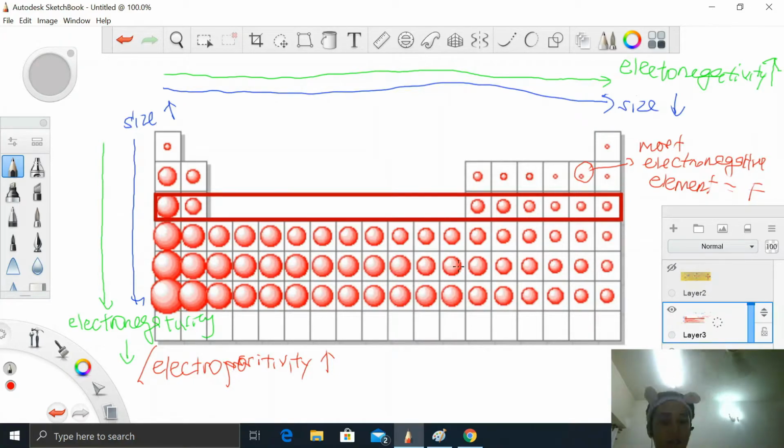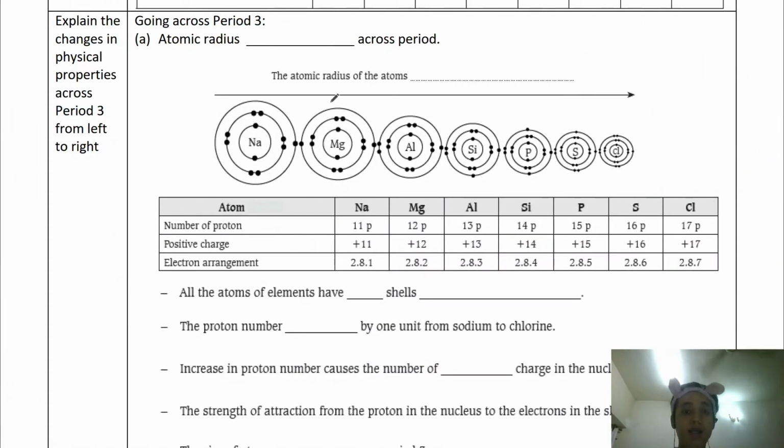So that is the trend for atomic radius and also electronegativity. Let's look at the explanation. Atomic radius decreases across the period, from sodium to chlorine.